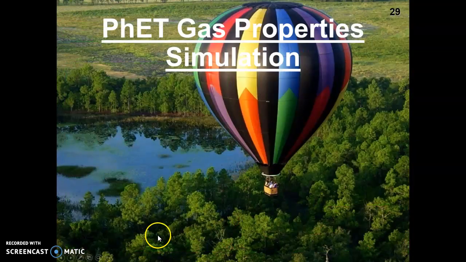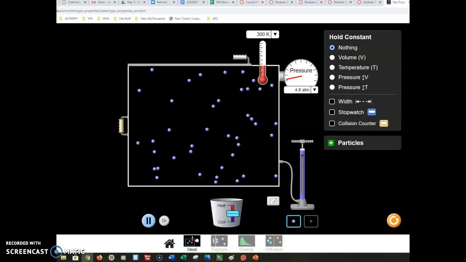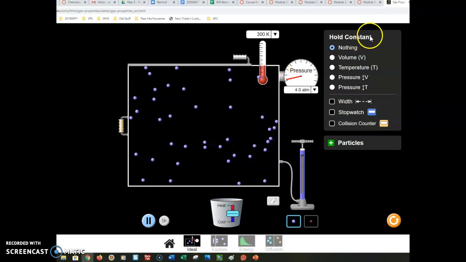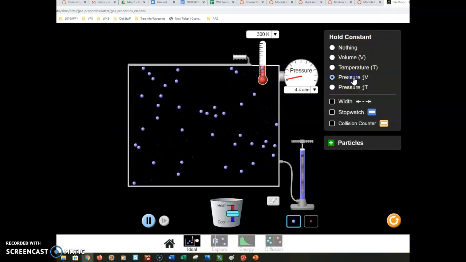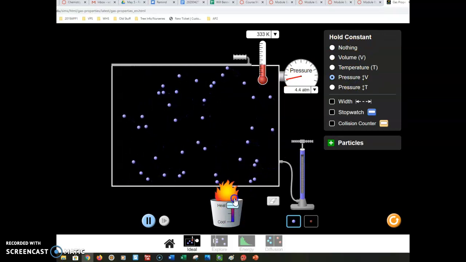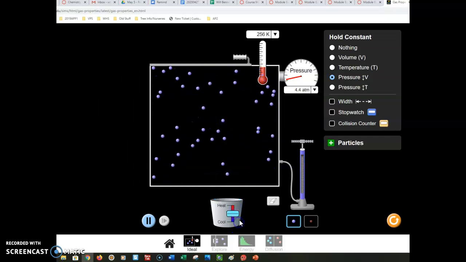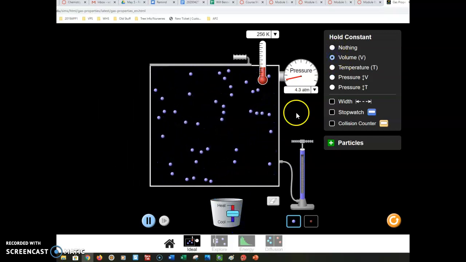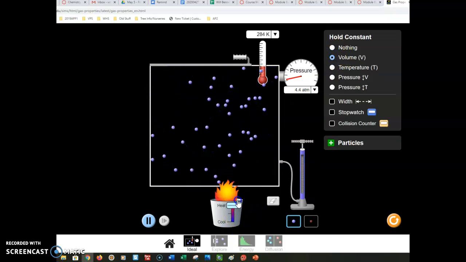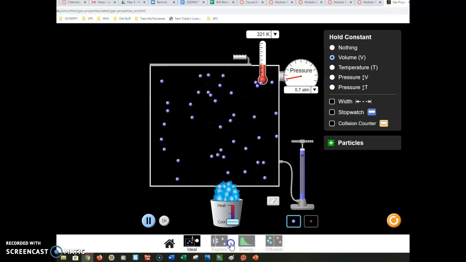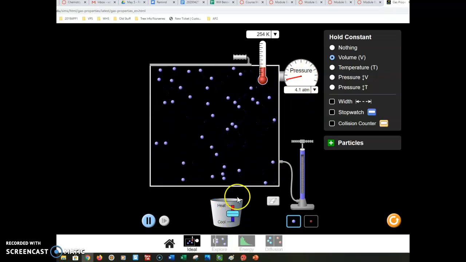All right, so let's go back and look at this gas law simulation for a couple more minutes, and I'll try and show you some of those things as we go. Okay, so let's see. I'm going to keep pressure constant and show you Charles' law. When you heat it up, it gets bigger, and when you cool it down, it gets smaller. Okay, if we hold the volume constant, then we can see Gay-Lussac's law, because as we heat it up, see the pressure over here is increasing, and then as we cool it down, the pressure is decreasing.